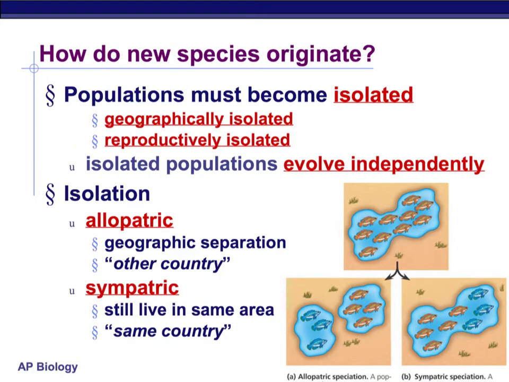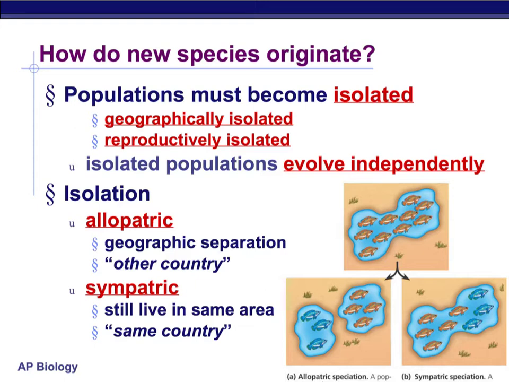So how do we get new species? Well, here's what has to happen first of all. A population must exist. And then once that population is there, it has to become isolated. And isolation can happen in two ways, either geographical or reproductive. So something physically prevents us from getting to one another, some kind of geographic barrier, or reproductively, we don't understand that we can mate with each other.